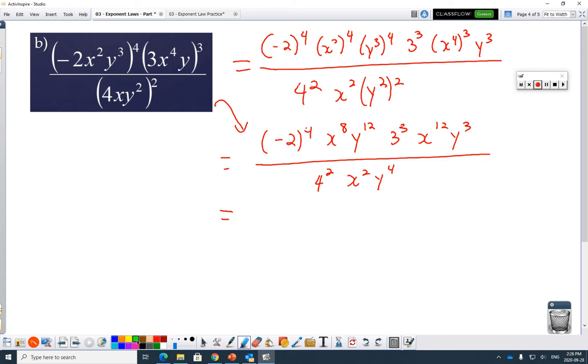Okay, to save you an extra line of work, let me show you the highlighter work here. Those can go together, and here comes the pink highlighter. And those can go together. So what I get is, let's see, -2 to the power 4, that's 16. 3 to the power 3, that's 27. x8 goes with the x12, that's x20. And y12 goes with the y3, that's y15.